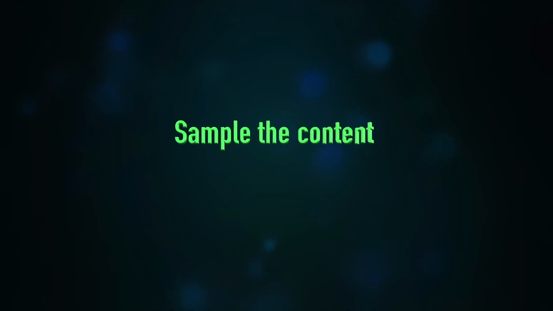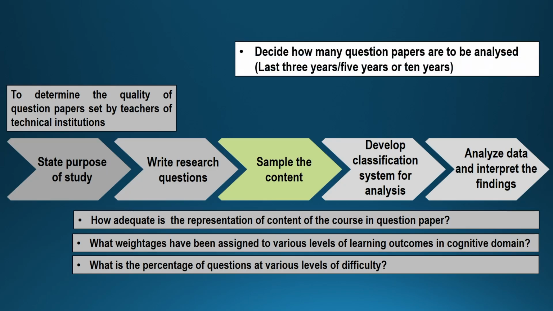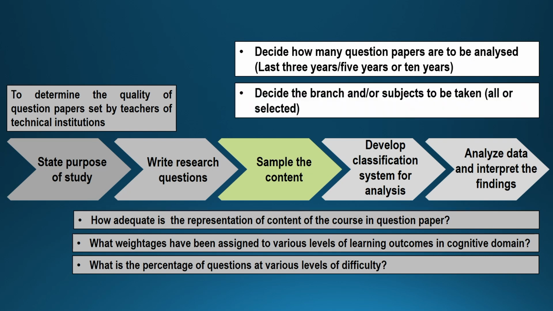The third step in content analysis is to sample the content. Here you are concerned with taking decisions with respect to how many question papers need to be analyzed. Are you going to have all the disciplines, all the subjects in your discipline? Are you going to include the question papers for the last 5 years, last 10 years? All these decisions need to be taken by the researcher.